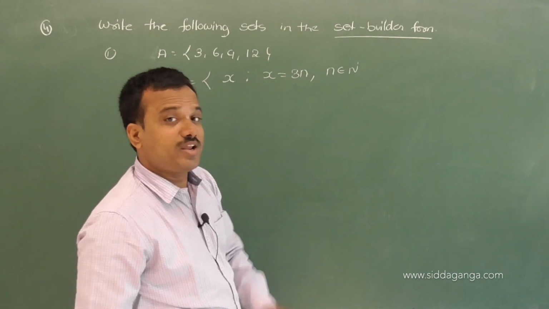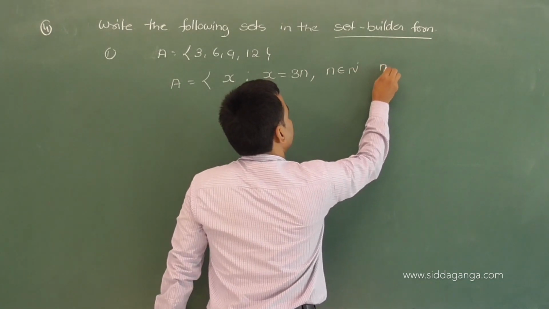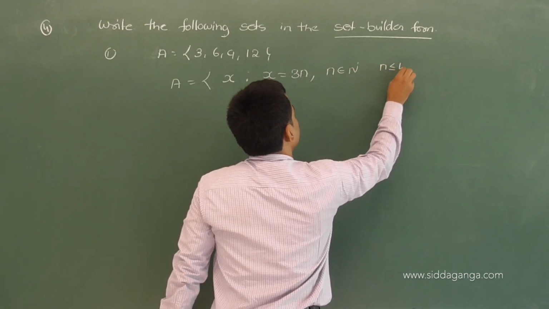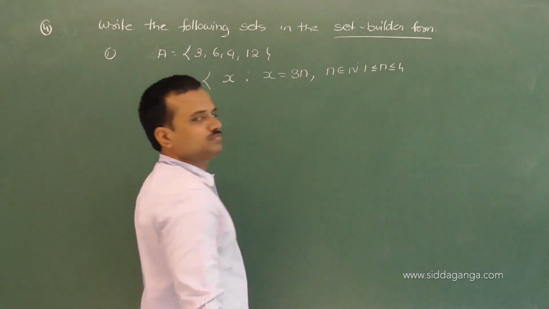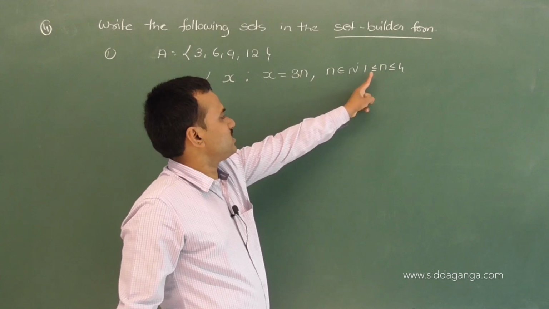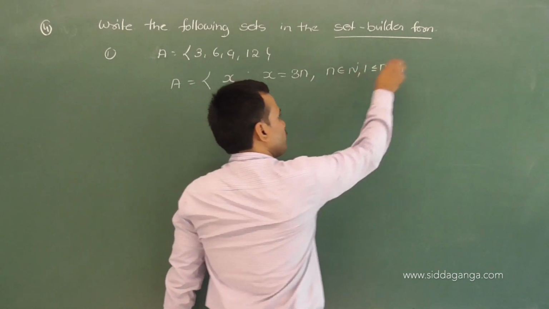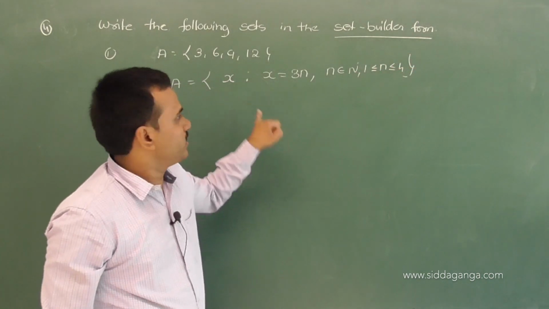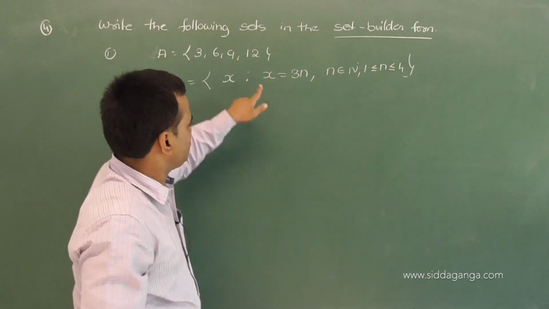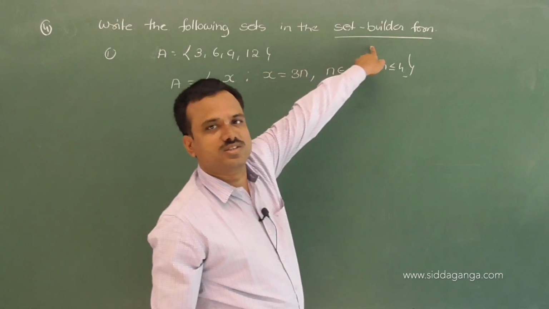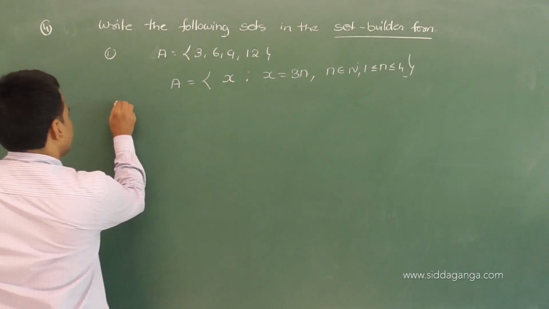And very important, it contains only 4 elements. So n is less than or equal to 4, and greater than or equal to 1. n is greater than or equal to 1, less than or equal to 4. So observe here, we assign a rule for the given problem. So this is nothing but a set builder form. Understand? Next question, second question.